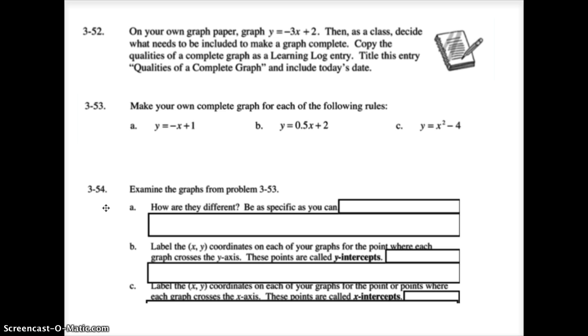After you do that, I also want you to be looking at what they call the y-intercepts and the x-intercepts and label them on each of your graphs. Now the y-intercept is just where your line or graph crosses the y-axis, and your x-intercept is where your line or your graph crosses the x-axis.